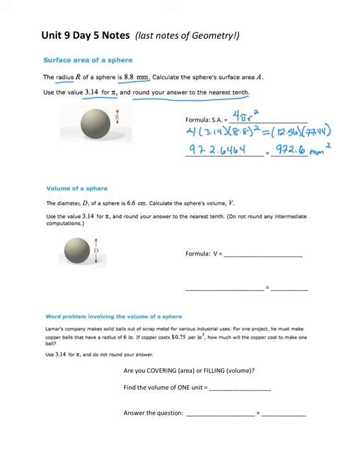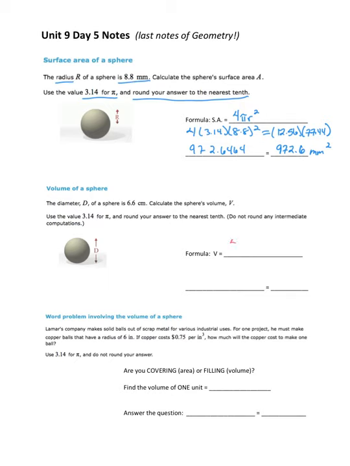So if you're going to wrap that thing, you'd have to get 972.6 square millimeters of wrapping paper. Actually, I'd round it up to 973 square millimeters of wrapping paper, just to be on the safe side. Now volume, different formula.